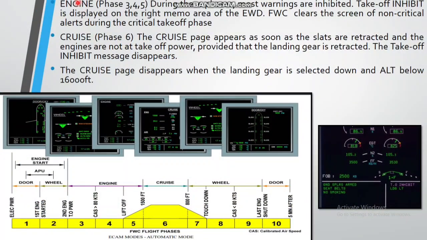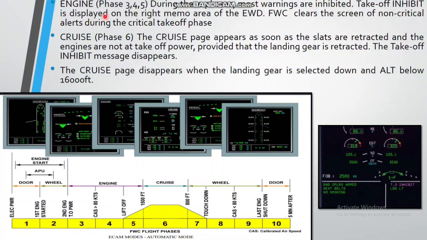So if you are going to engine phase 3, phase 4, phase 5, these three phases will be covered during this. During this phase, most warnings are inhibited. Why are most warnings inhibited? Because you are going for takeoff, and you may be required to reject the takeoff, or something may happen, a go-around, heavy wind or what you call wind shear. So that's why you have to focus on the particular important things, and some of the warnings will be inhibited. You will go through the next.